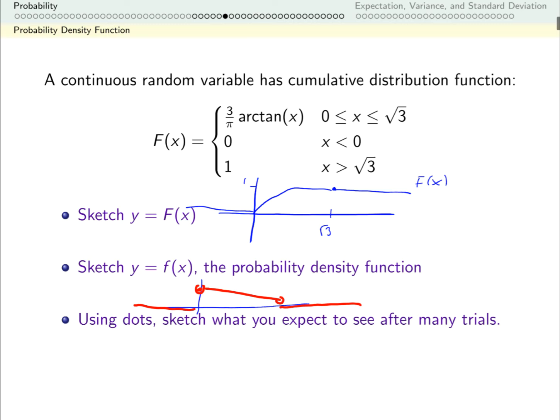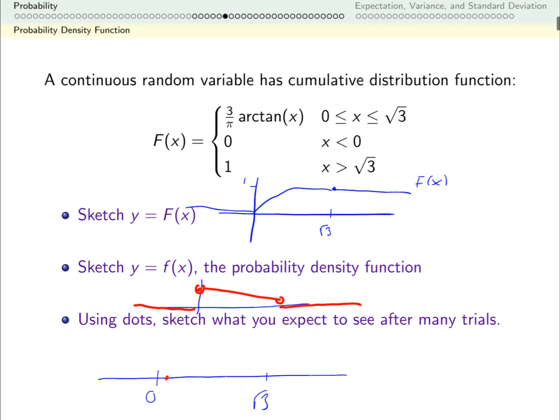Now let's think about what this means in terms of our system. So the interesting interval is between 0 and the square root of 3. I have density 0 after root 3 and density 0 before 0. So no trials come out bigger than root 3 and no trials come out less than 0. My trials are more dense near 0 and less dense near root 3.